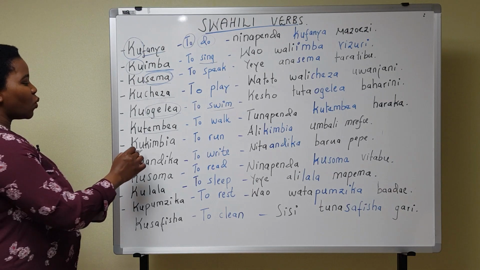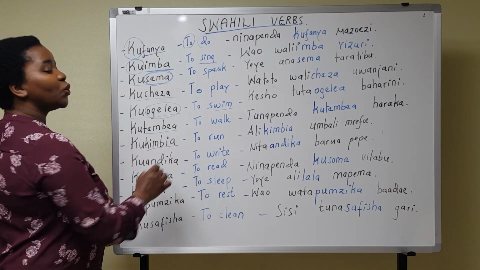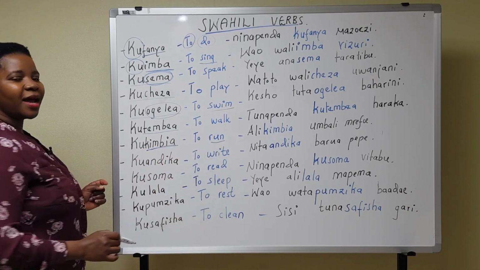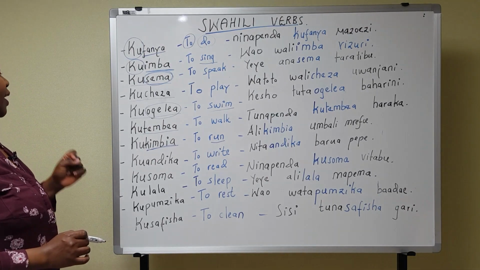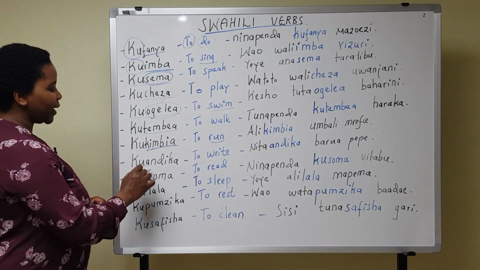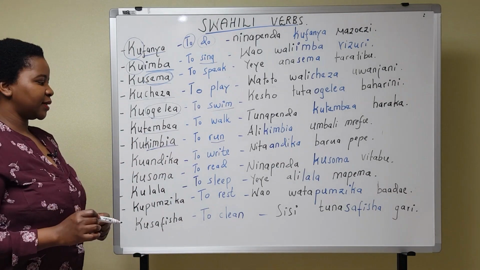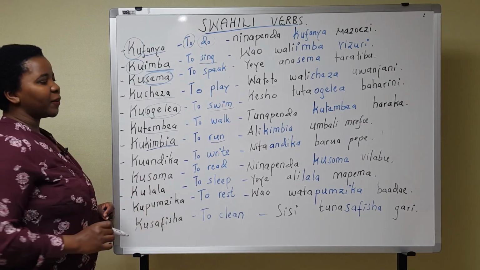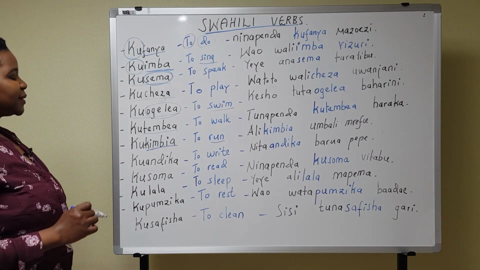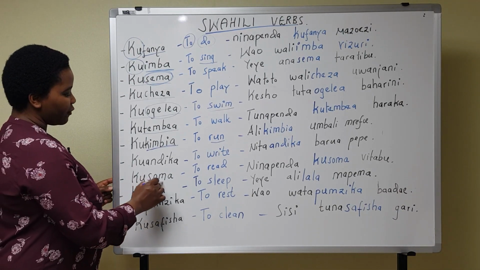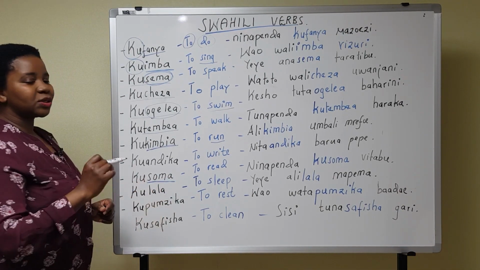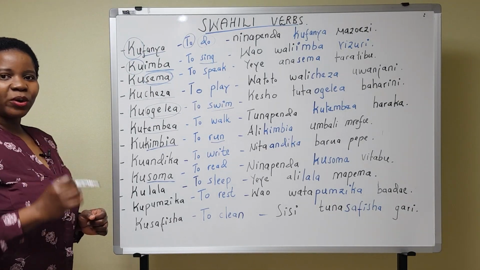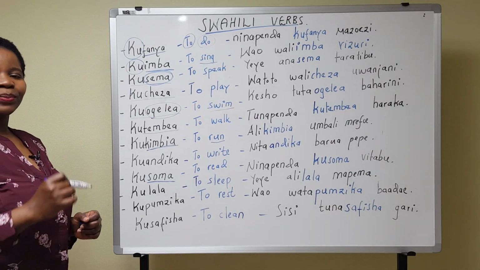Kukimbia is to run, and the verb root is kimbia, which means run. Kuandika is to write. Kusoma is to read. The verb root is soma, which means read. Kusoma is to read.